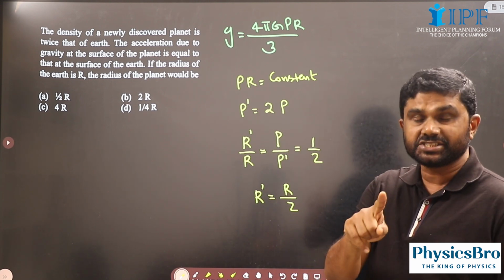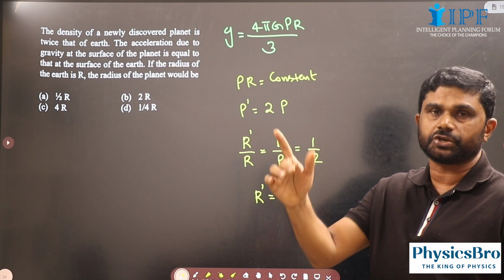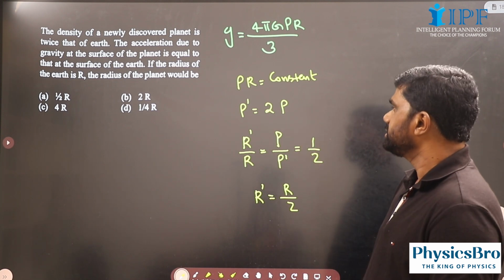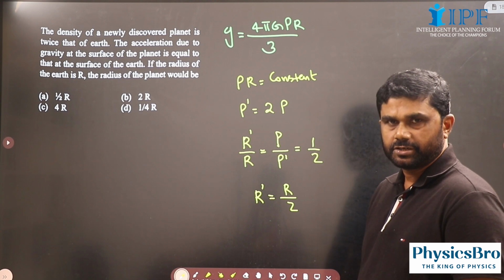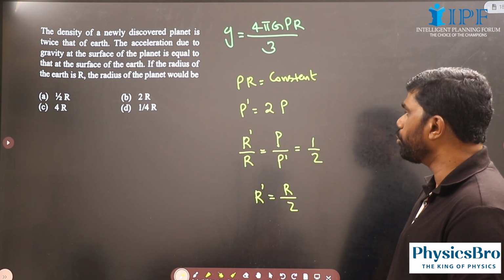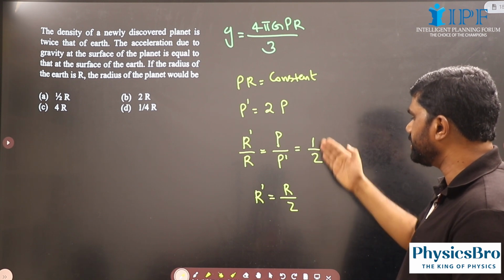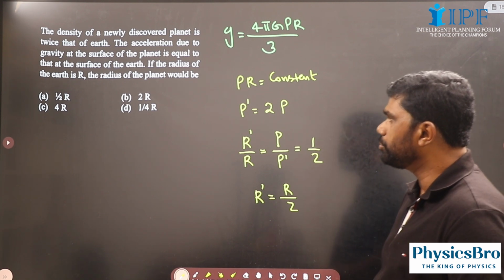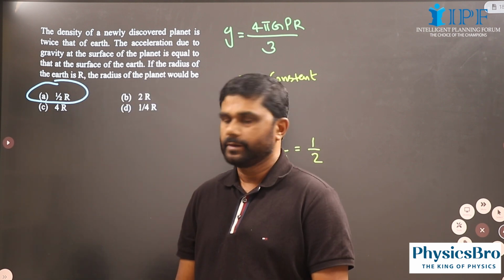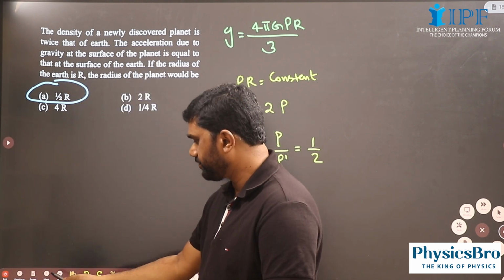It's given that the density of the new planet is twice the density of Earth, or let us write rho dash equal to 2 rho. We have rho r equal to constant, so r dash by r will be rho by rho dash. What is rho by rho dash? From here we will get it is 1 by 2. So r dash equal to r by 2, or half r. Now let's see what we have next.